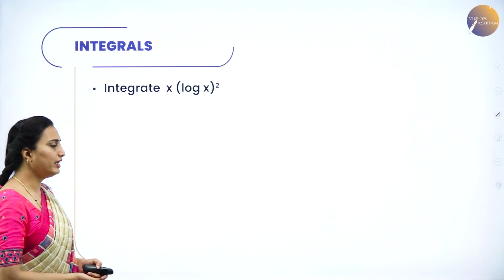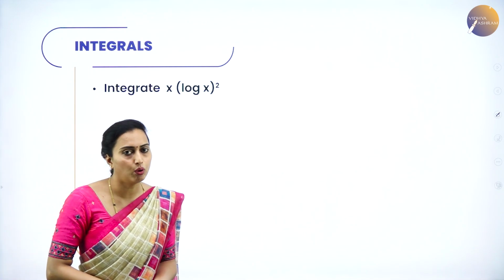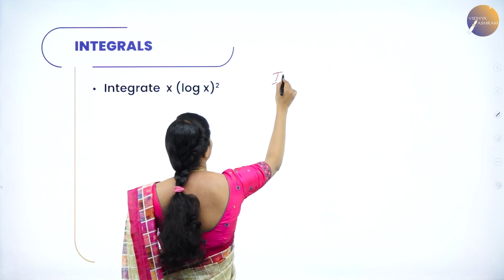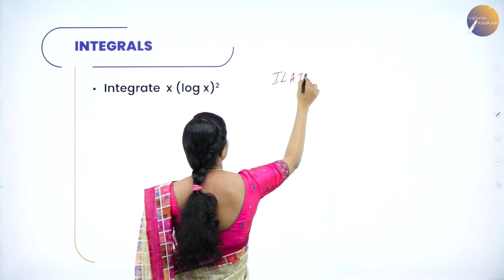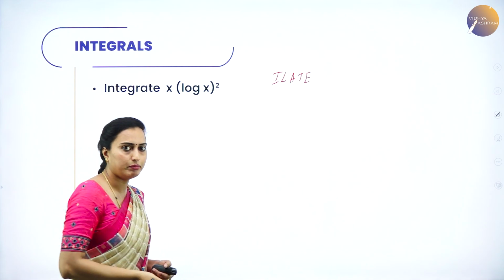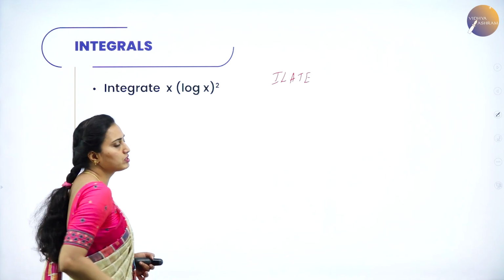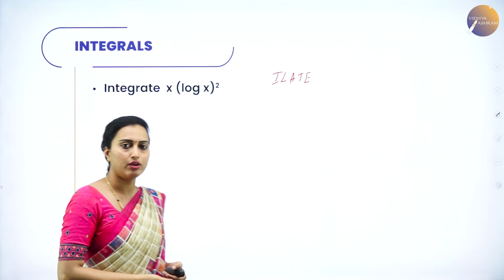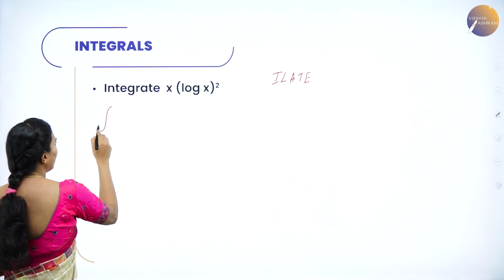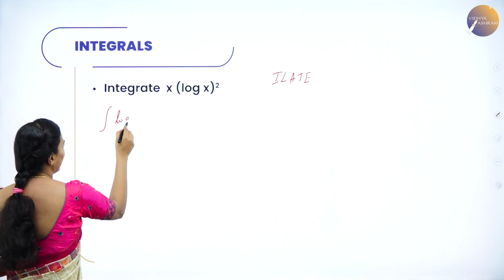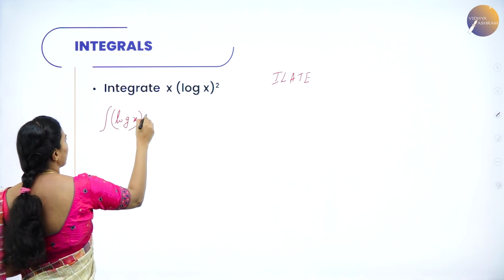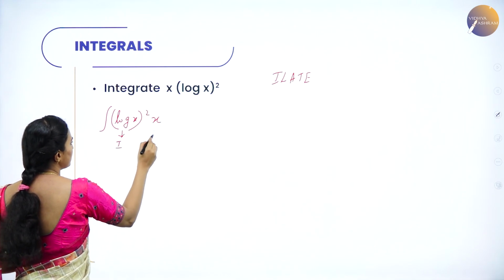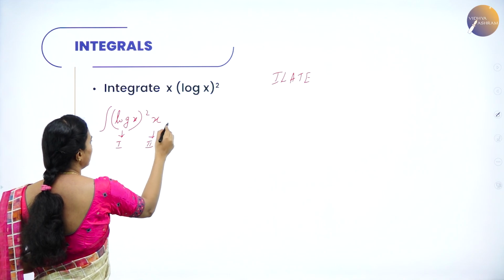What they've asked: integrate x into log x whole squared. Now here, according to the first ILATE rule, what is the function you need to select? You need to select logarithmic. That means log x whole squared. And then the second function is nothing but algebraic, which is nothing but x, right? So therefore, writing accordingly, first is log x whole squared into x. For your reference, I am writing this is the first function and this is the second function into dx.